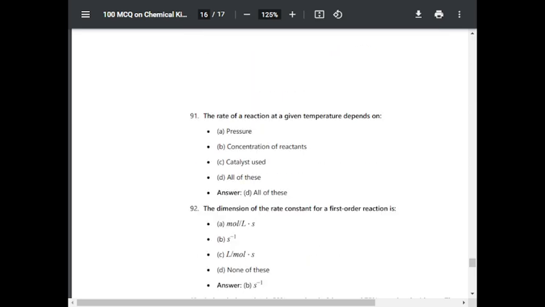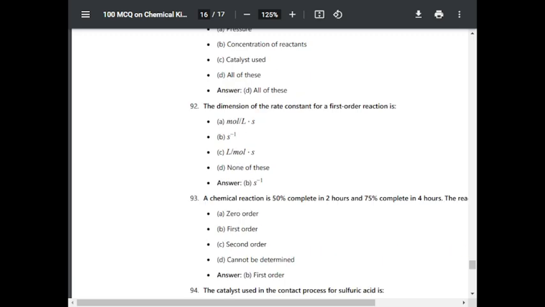Question number 91. The rate of reaction at a given temperature depends on option A pressure, option B concentration of reactants, option C catalyst use, option D all of these. The rate of reaction at a given temperature depends upon pressure, yes, concentration of reactants, yes, catalyst use, yes. So hence option D is correct, that is all of these. Option D is correct.